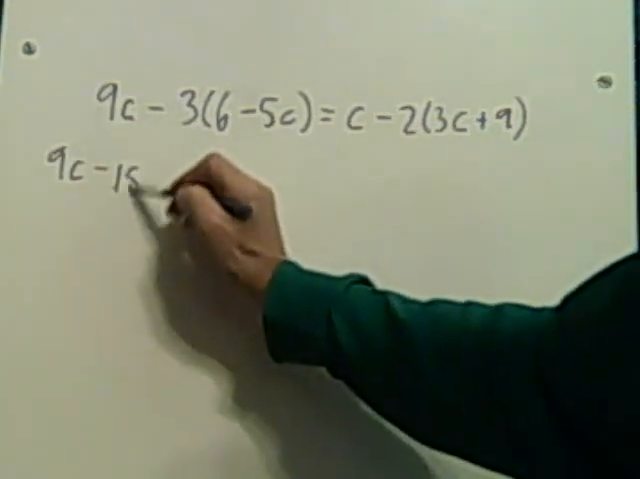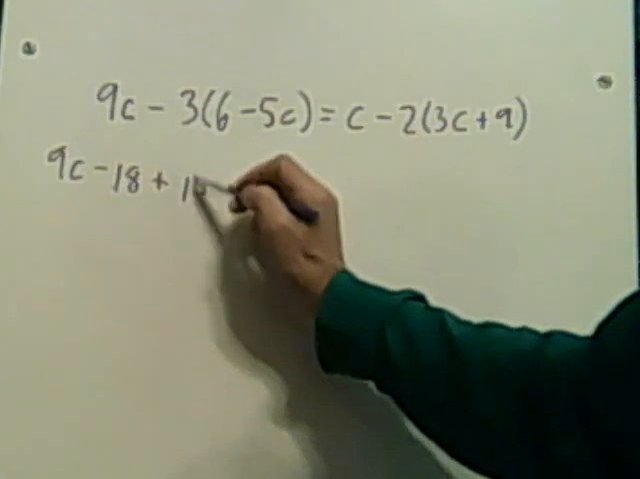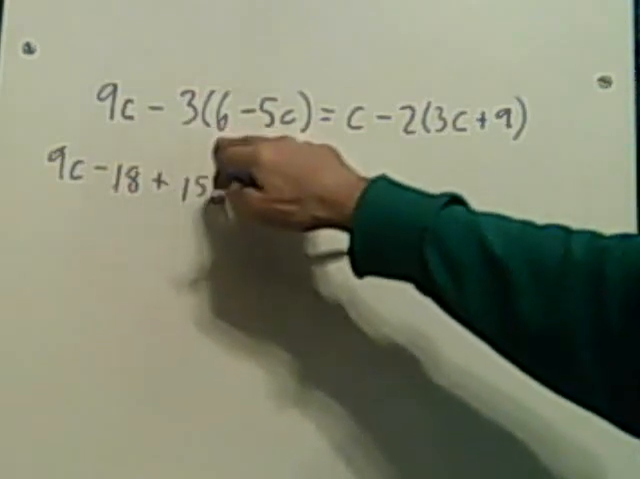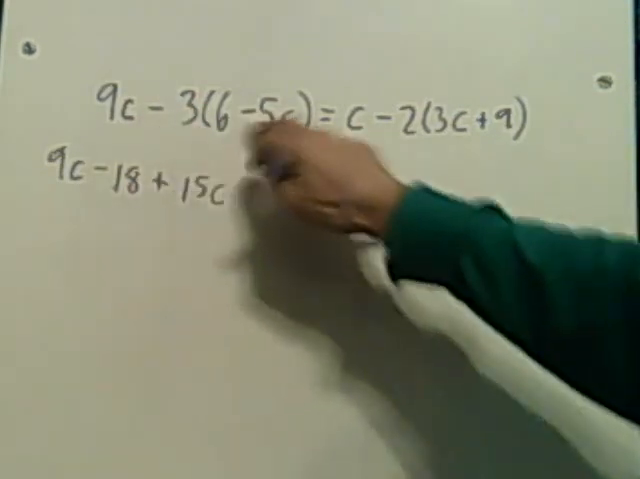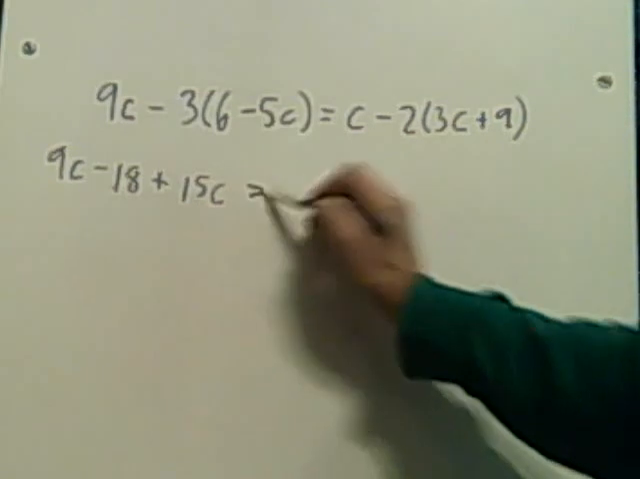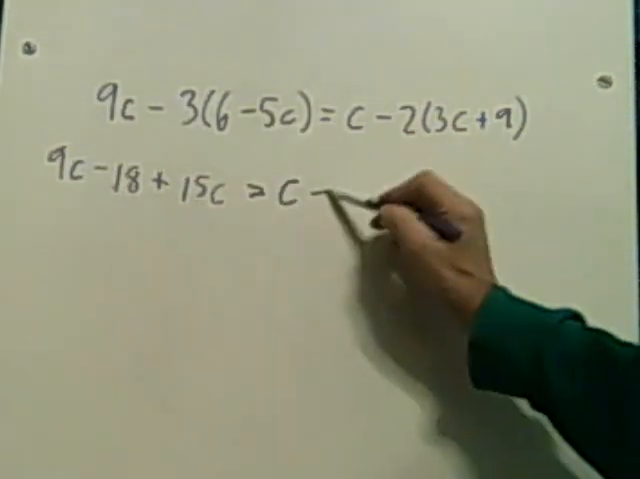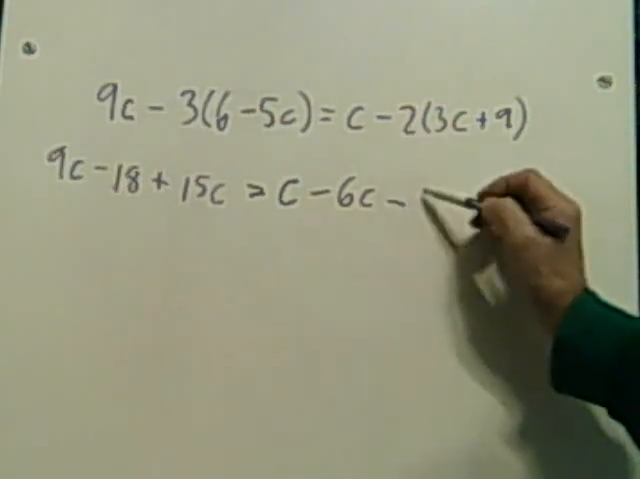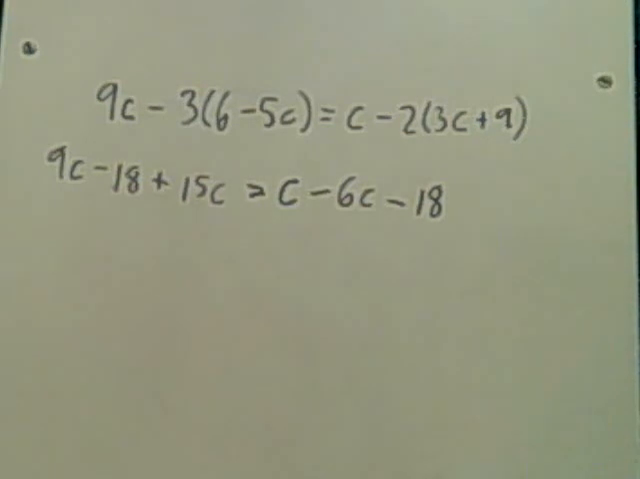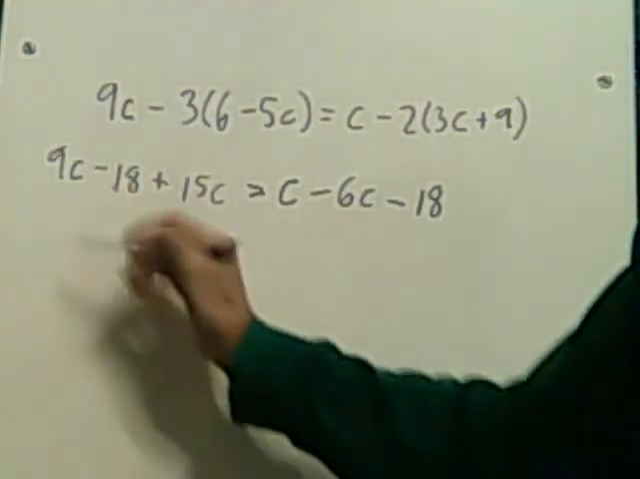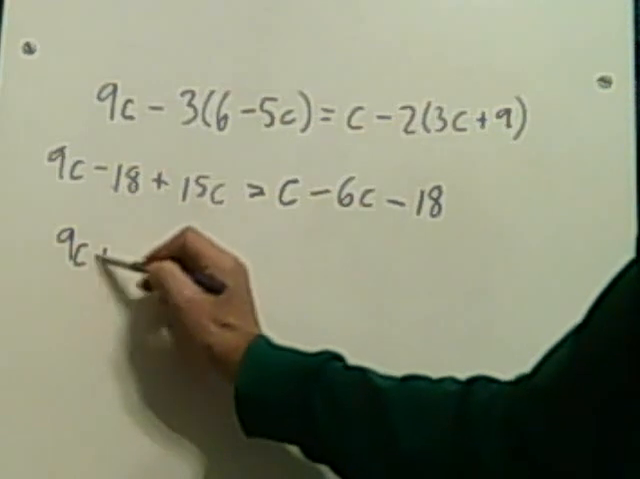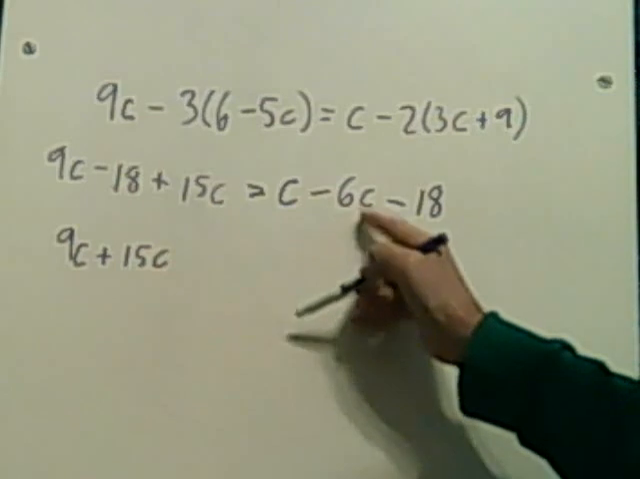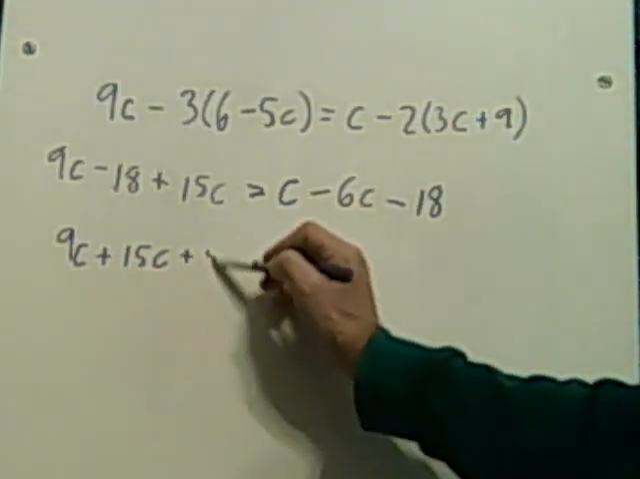Minus 18 plus 15c. Now you can see I'm basically doing more in my head now. That's negative 3 times 6 for a negative 18. Negative 3 times negative 5 for a positive 15. Now on the right hand side, we're going to have a c. We're going to have a negative 6c. We're going to have a negative 18. Now we have all the c terms. So on this side over here, we're going to have a 9c. We got 15c. The c minus 6c is negative 5c. It comes over to the other side as positive 5c.